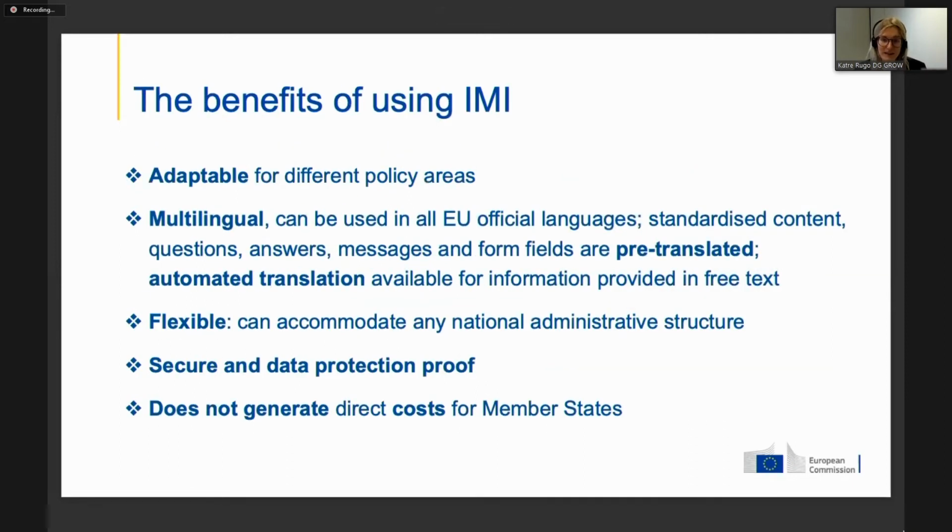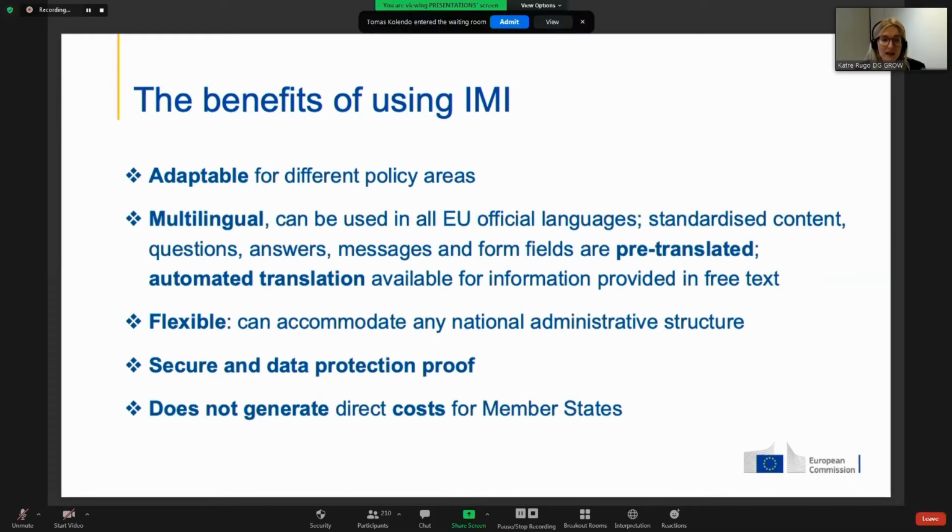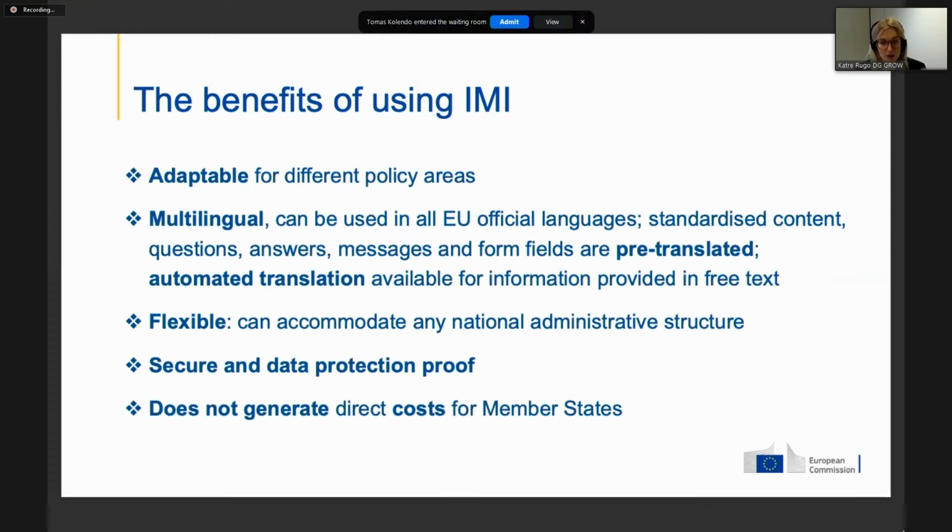Next, some of the benefits of using IMI. So the IMI system is set up in a way that it can be easily adapted for the needs of different policy areas. Very importantly, IMI is multilingual. It can be used in all EU official languages. And the standardized content, questions, answers, messages, and form fields are pre-translated. And for the information that is provided as free text, automated translation is available.